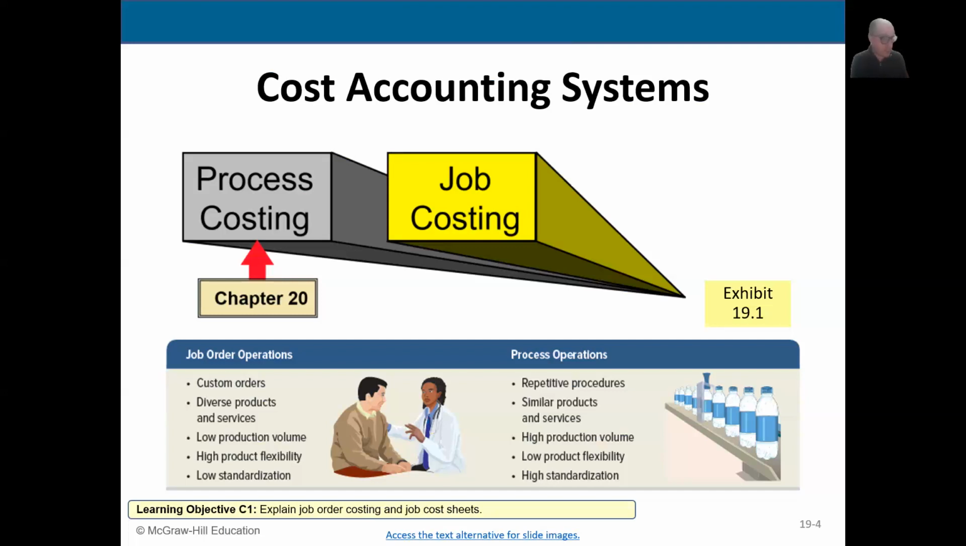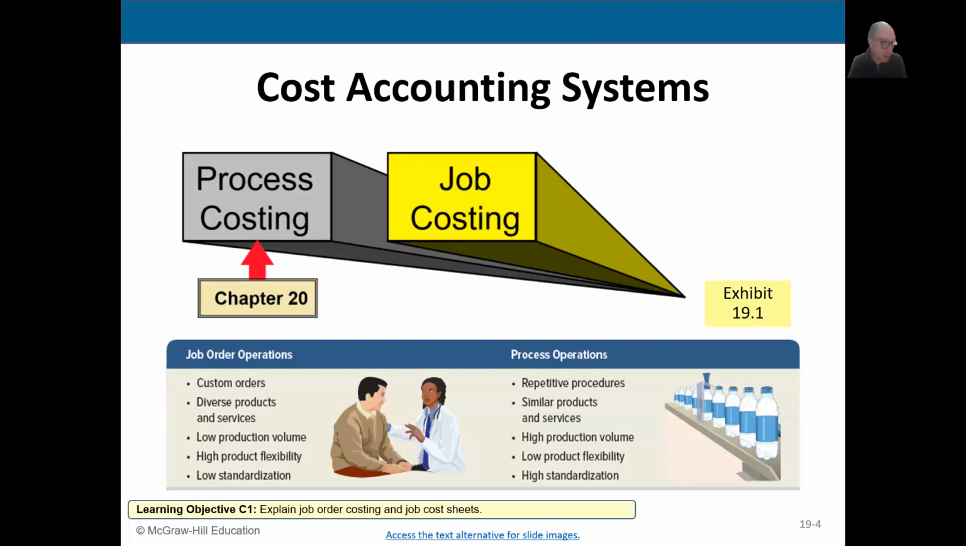Another example would be a water bottle manufacturer. They make millions of these a day, pretty much a week. Millions. The same exact product. It's a plastic bottle. It has a plastic cap. It's full of water. It has a label on it, and then millions of them. They're identical. You know, that's process costing.